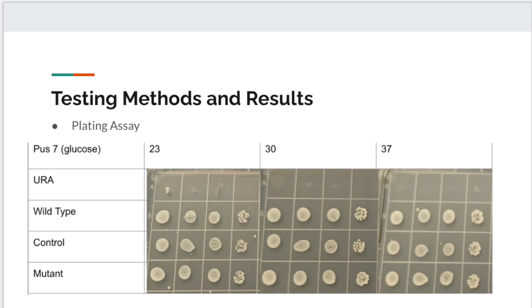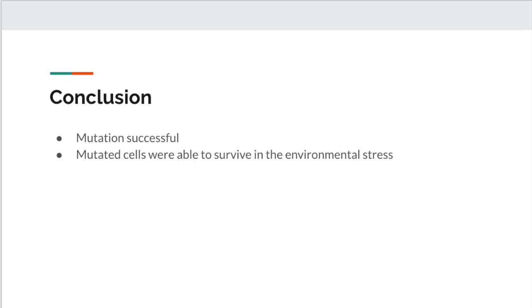And then we have a control, which is just yeast with a D256A PUS7, which is our control. And then we have a mutant PUS7, or a mutated PUS7 in it. And by my results, you can see that they were able to survive in these conditions. And so that is my conclusion, is that their mutation was successful, and PUS7 was able to be expressed.